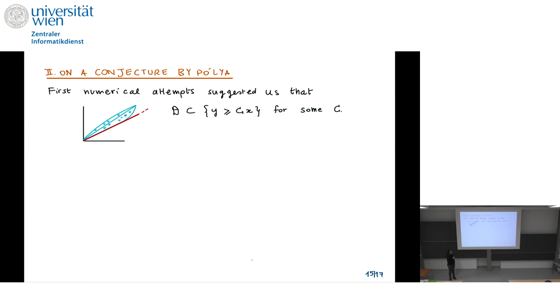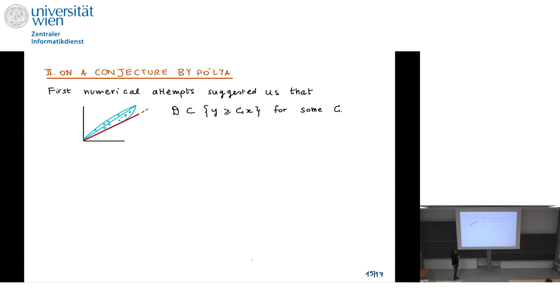So you start to draw some curves, some points which are in the diagram, and we noticed that all these points stayed above a line. In other words, the first numerical attempt suggested that the diagram should be in this half plane for some constant c. So our first intuition was that the constant had to be strictly positive, but we were not sure.